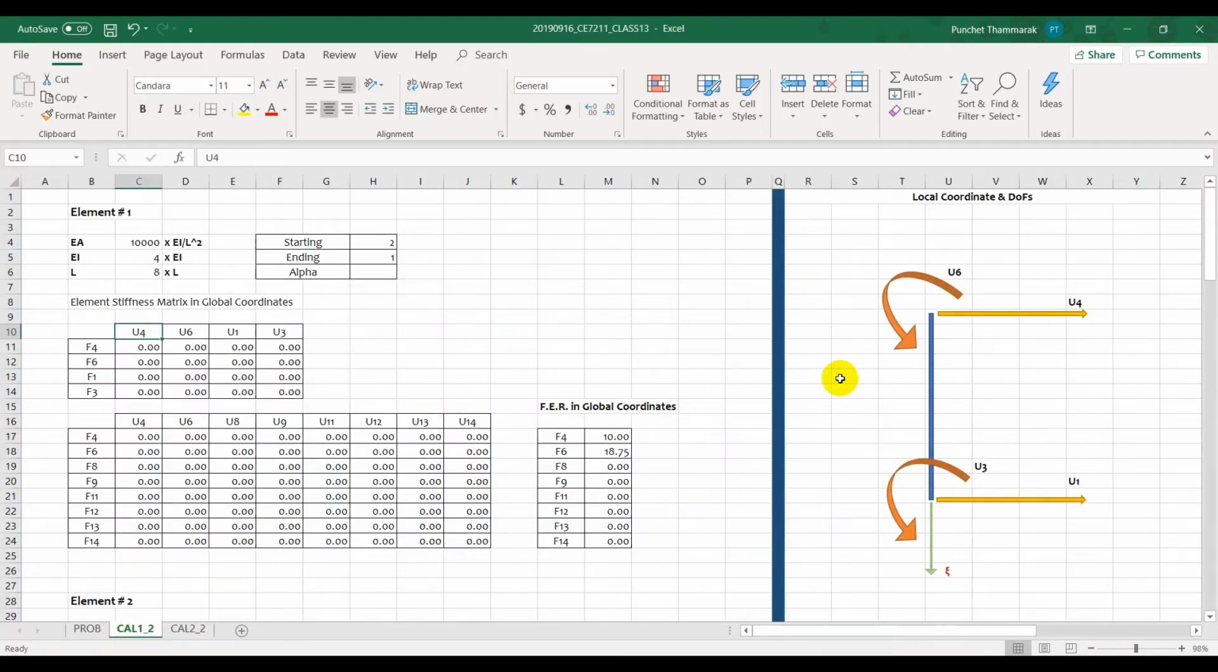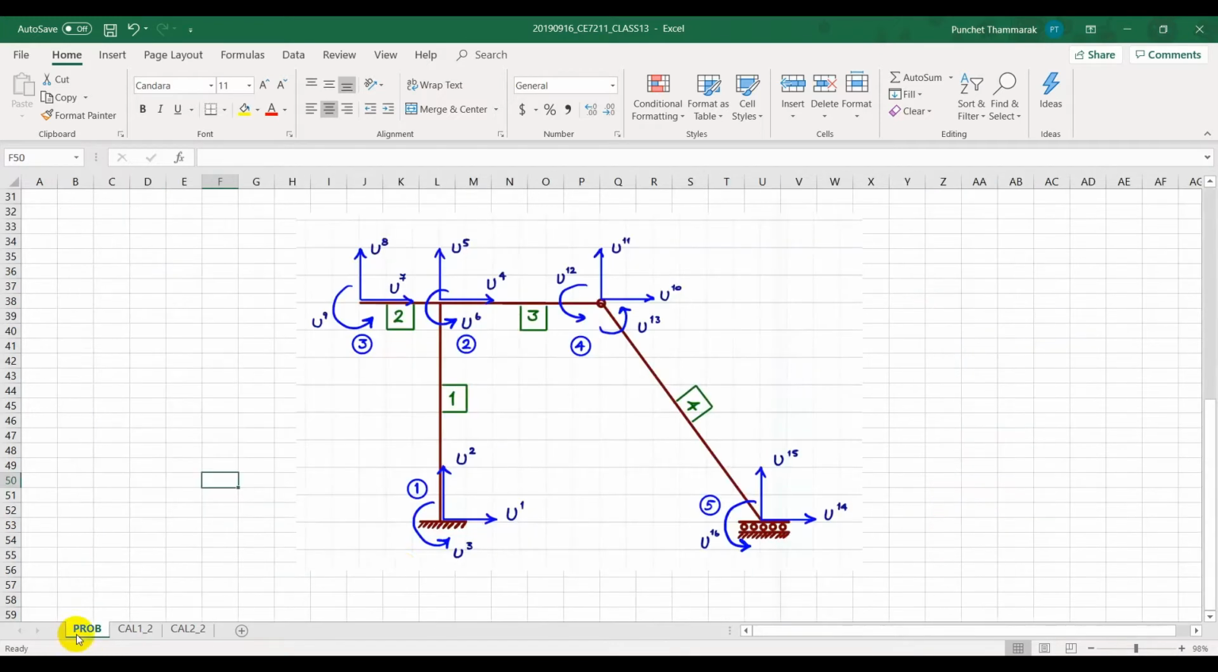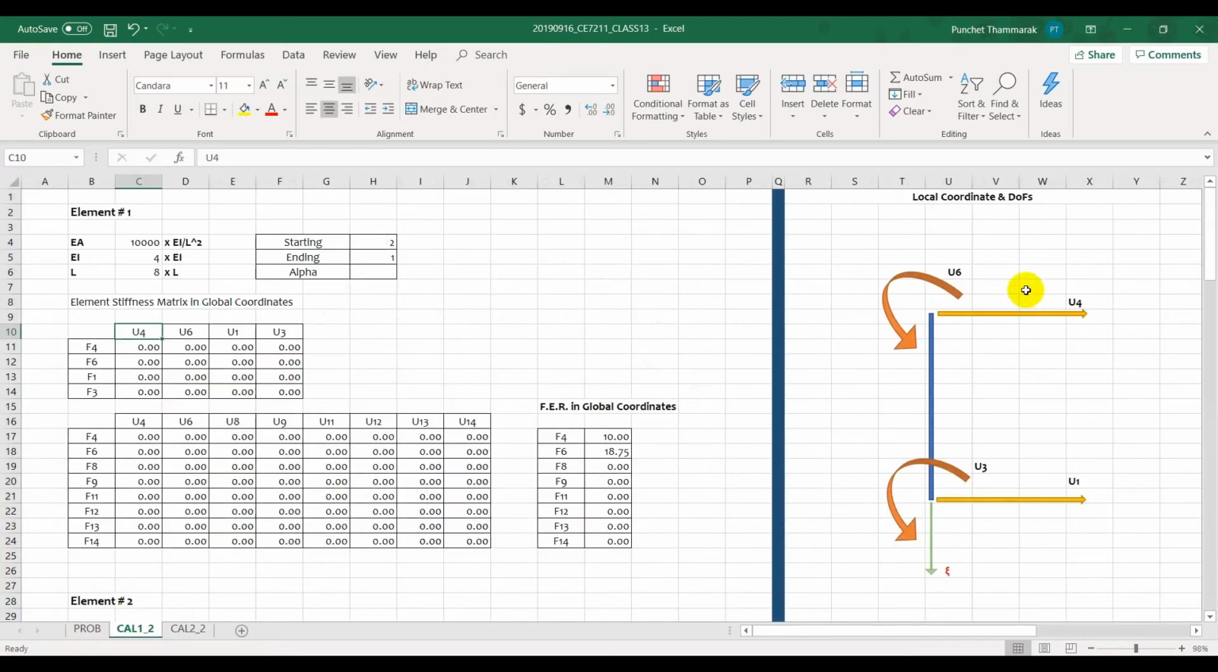And then U1, which is over here, and U3. So I put all these global coordinate degrees of freedom at all these points. So this is the number 1 local DOF, number 2 DOF for local, number 3 DOF, and number 4 DOF. And then I'll be computing the stiffness matrix of this beam member.